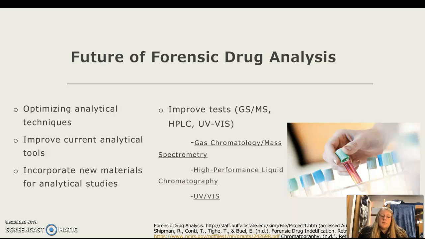They also hope to improve high-performance liquid chromatography. This is an instrumental system used in forensic science, and it can also be used for drug analysis, toxicology, explosives, ink analysis, fibers, and plastics. And the last one is UV-vis. This is a detector based on the absorption of UV light.